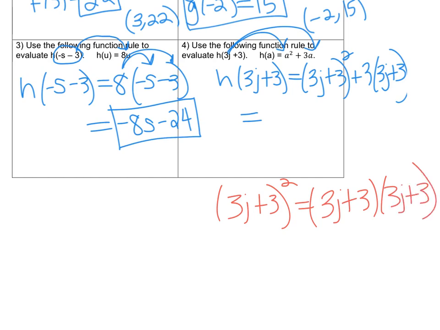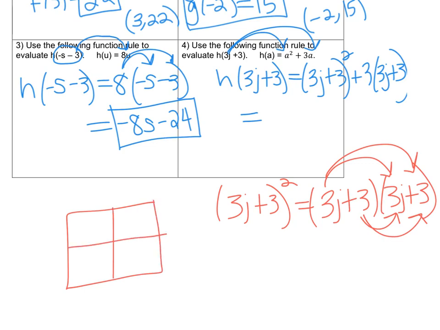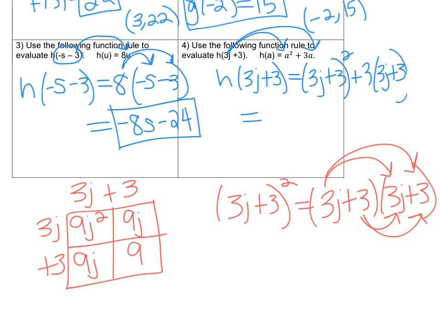So you could either do the box method or you could distribute it out, okay? If you do the distributive, you're going to multiply your first, outers, inners, and last. Or you could draw a box. So this would be 3j plus 3, 3j plus 3, and then just multiply. So 3j times 3j would be 9j squared. 3j times 3 is 9j. 3 times 3j would be 9j. And then 3 times 3 is 9.